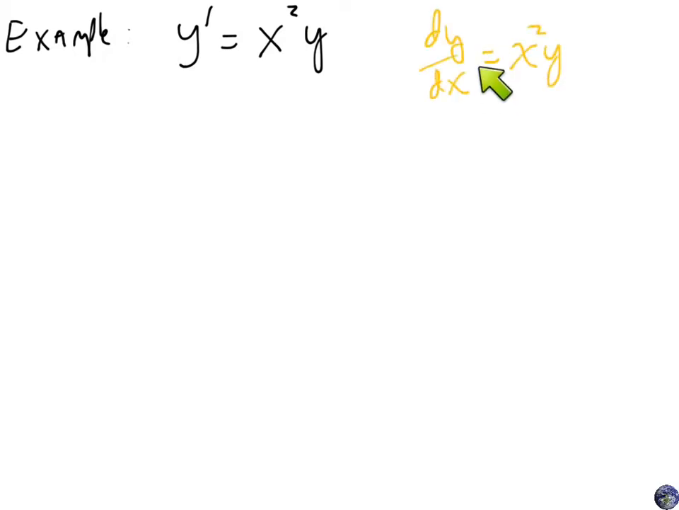So first thing I'd like to do after I see it's separable is rewrite it like this. Instead of y prime, I write it as dy dx. And now I just imagine a cross multiplying going on. We're going to put all the y's on one side with division and then all the x's on the other side using multiplication here. So if I do that, I would have dy over y when I divide this out to the other side, and x squared dx when I've multiplied the dx over.